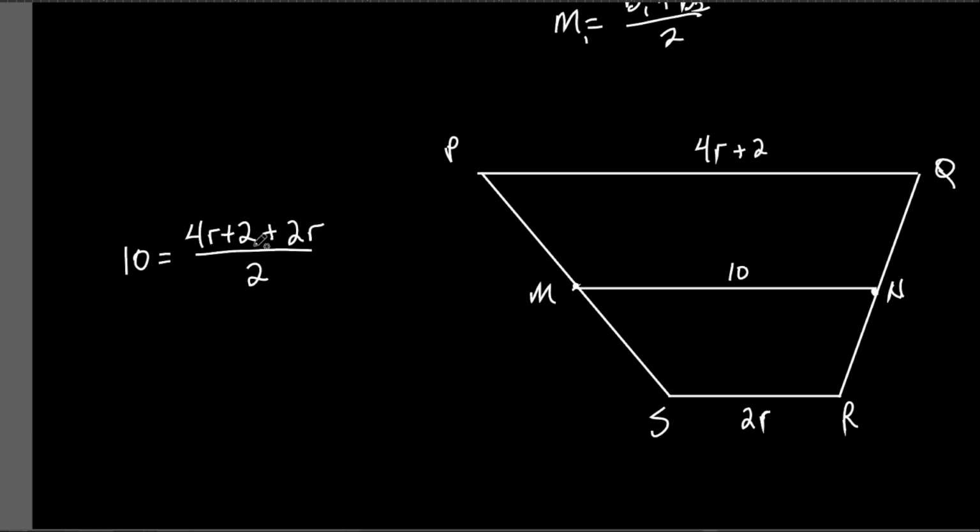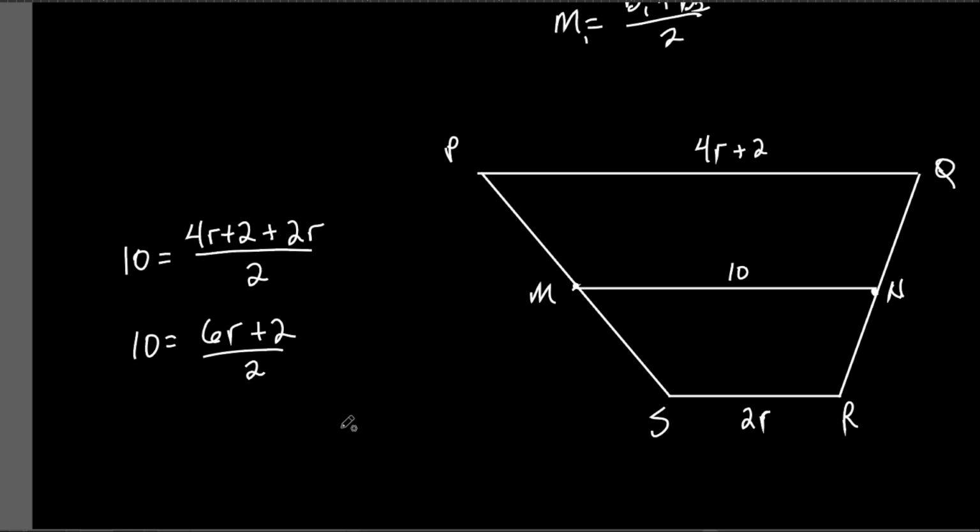You with me? Now, that was the easy part. That wasn't so hard if you understand what the mid-segment is. Okay, the next part might be a little bit trickier for you, but it shouldn't be too bad. I want to get r by itself. Well, I could do a couple things. Let's do this. I think the best thing to do is add your like terms on the top right here. So I got 4r plus 2r, which is 6r, plus 2. That thing's over 2, all right?